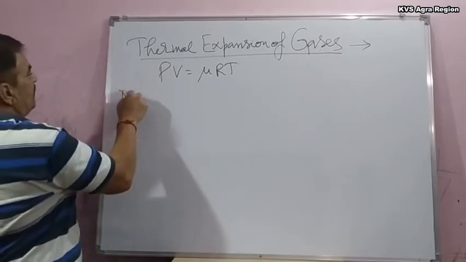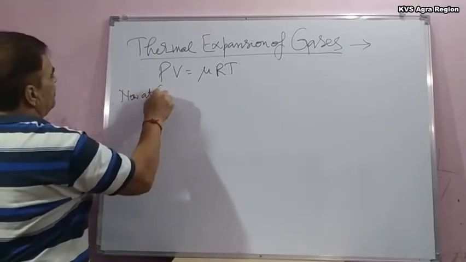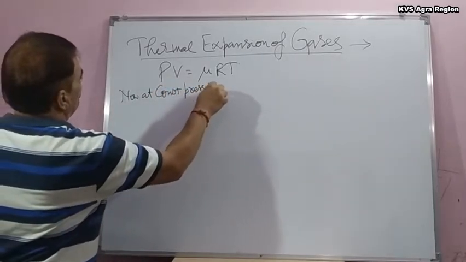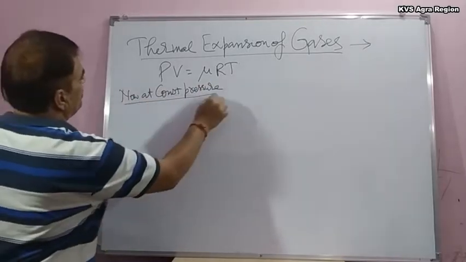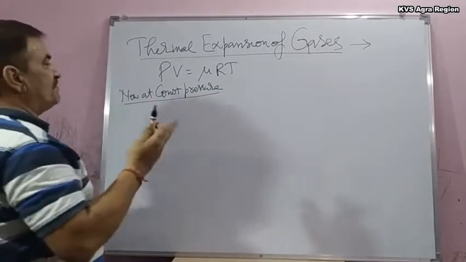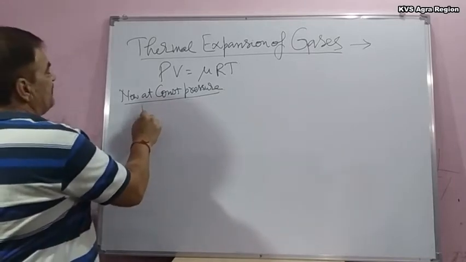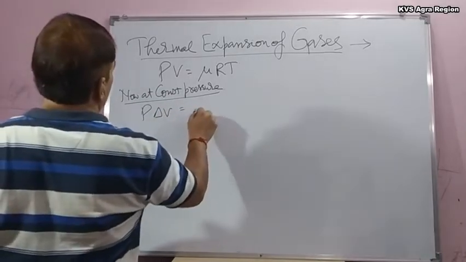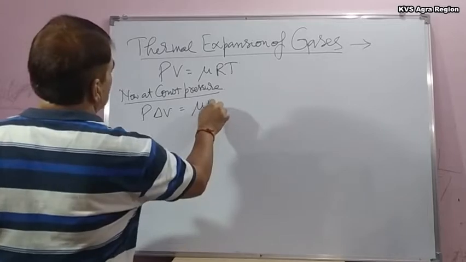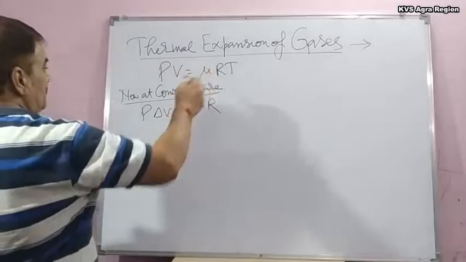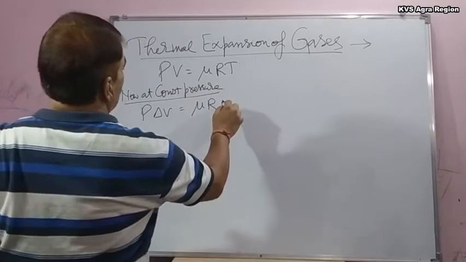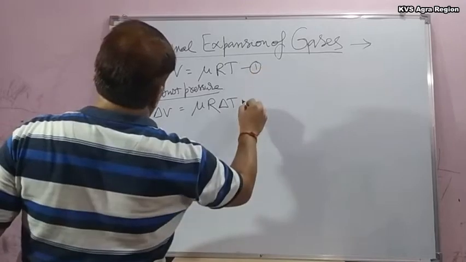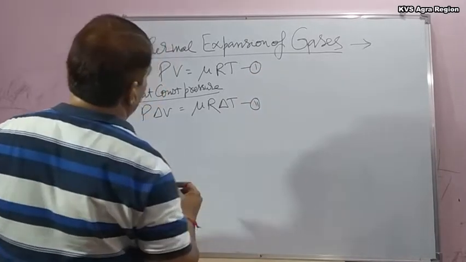Now at constant pressure, keeping pressure constant, if we heat up, then what will happen? P will remain constant, volume will change, so P delta V is equivalent to mu R delta T. Mu is constant, so it will remain. R is also the gas constant, it is also constant. What will change? T, so delta T. Let me name it equation 1, and this equation 2.